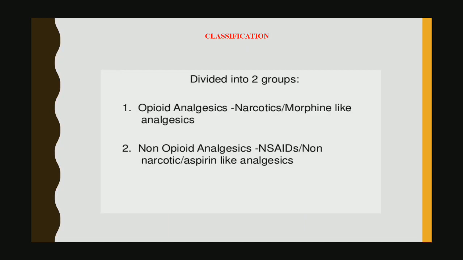In the time of World War I and II, this first type, the opioids, was used more. But it has lots of complications, side effects as well as addiction. Because of all these reasons, the second type of analgesic started to come into play.